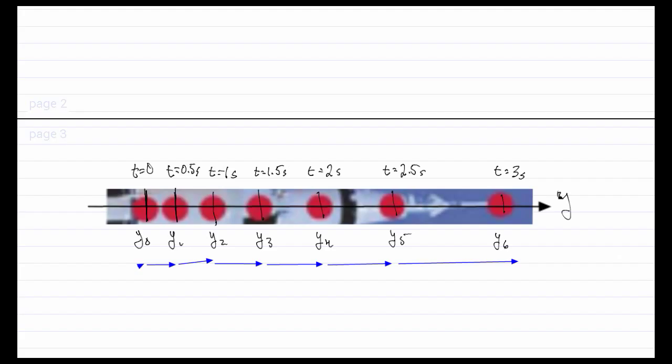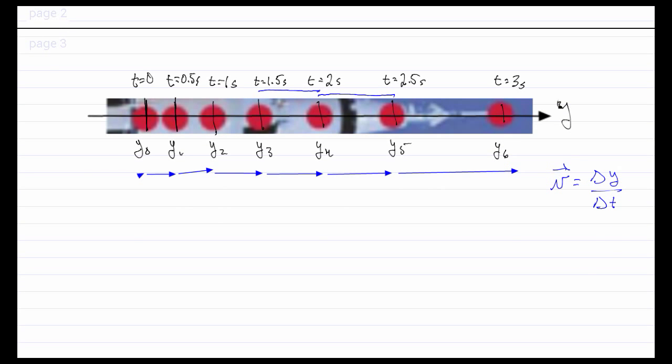The equation, if you remember, for velocity in one dimension is the change in y over a change in time. So you can see, for instance, between 1.5 and 2 seconds, the change in y is smaller than between 2 and 2.5 seconds. Okay, so these are my velocities. We'll label them. This is v naught, v1, v2, v3, and so on. Oh, these are vectors, by the way.